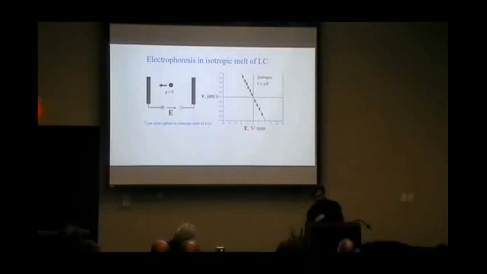So if the field is positive, then the particle moves in the opposite direction, apparently because the charge is negative. You change the polarity of the field, the polarity of the motion changes, and so it's a very nice linear dependency, precisely what you would expect from the simple analysis.